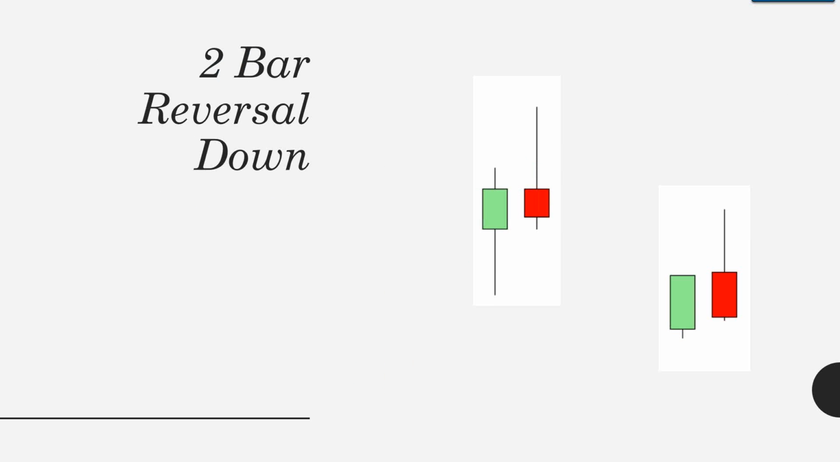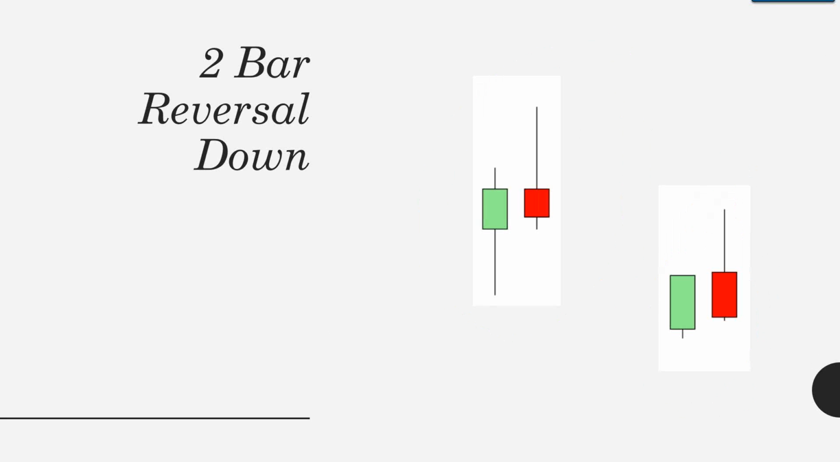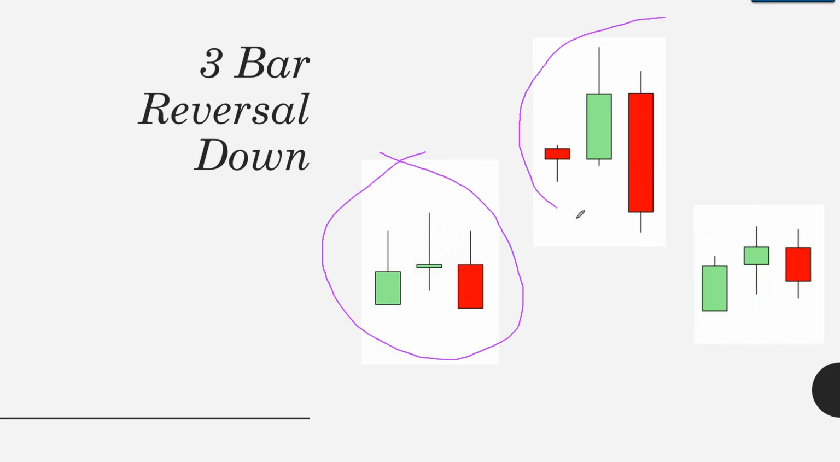All right, let's go back to the pivot formations. We're looking for a 2-bar reversal down or a 3-bar reversal down. Okay, Sonny? Does it look like this? No. Does it look like this? No. Okay, let's go to the other ones. Does it look like this formation or this formation?